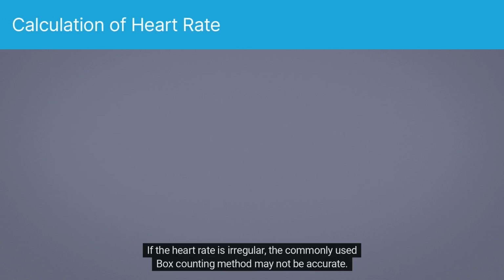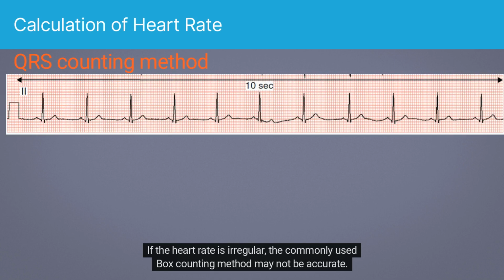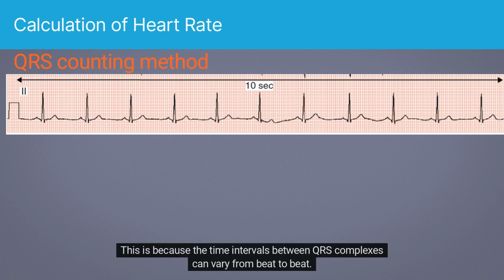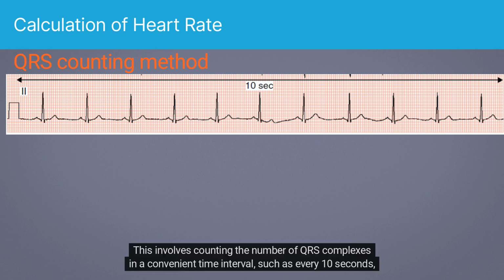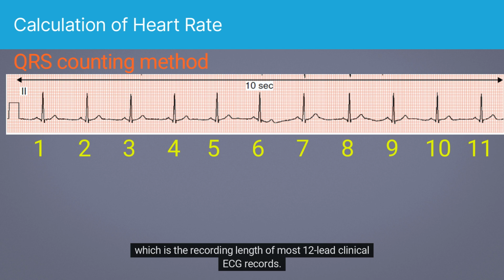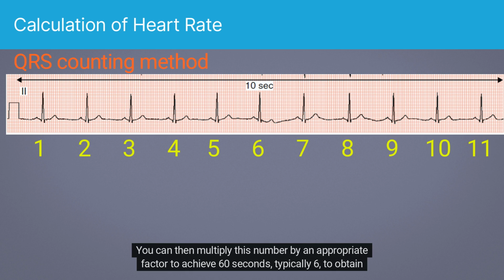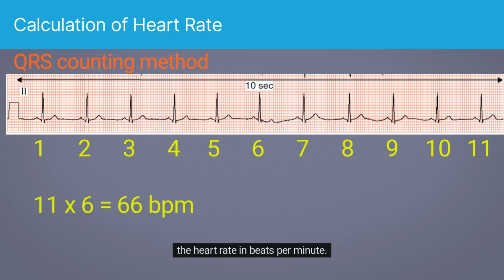If the heart rate is irregular, the commonly used box counting method may not be accurate. This is because the time intervals between QRS complexes can vary from beat to beat. However, there is a simple alternative method that can be used to determine the average heart rate, whether it is regular or not. This involves counting the number of QRS complexes in a convenient time interval, such as every 10 seconds, which is the recording length of most 12-lead clinical ECG records. You can then multiply this number by an appropriate factor to achieve 60 seconds, typically 6, to obtain the heart rate in beats per minute.